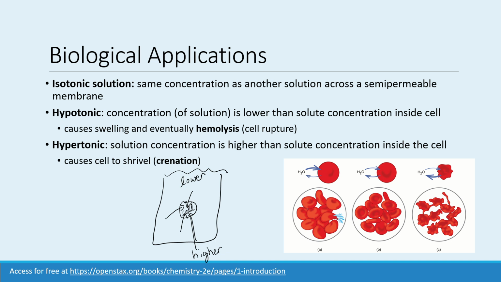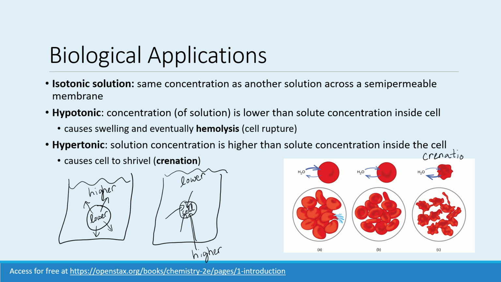Okay, and then hypertonic, of course, that's going to be the opposite. That's when you have a higher concentration outside of the cell. So again, if we have another beaker, this time the solution outside is going to be higher concentration compared to what's in the cell. That's going to be lower. And so the solvent is going to flow outside of the cell into the beaker or the solution outside, and then you're going to shrivel and have what we call crenation, which is the shriveling of a cell.